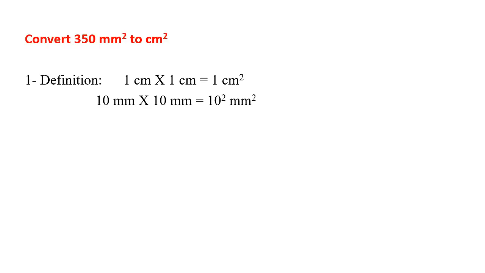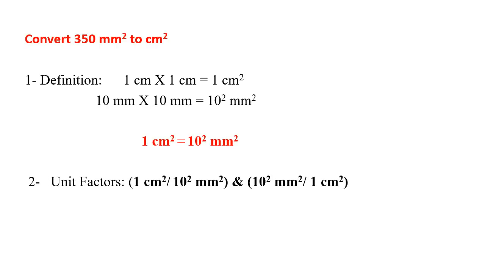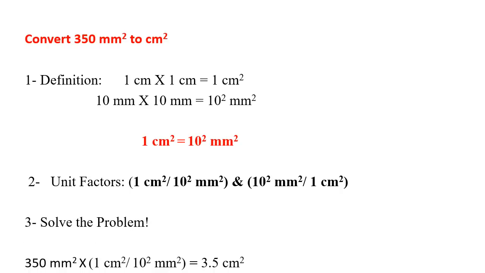All right. So we are talking about centimeters and millimeters. So let us use this method. 1 centimeter multiplied by 1 centimeter equal to 1 centimeter squared. Each centimeter is 10 millimeters. So 10 millimeters multiplied by 10 millimeters equal to 100 millimeters squared. So the definition is 1 centimeter squared is equal to 100 millimeters squared. Unit factors: 1 centimeter squared over 100 millimeters squared, and 100 millimeters squared over 1 centimeter squared. 3. Solve the problem. Done.